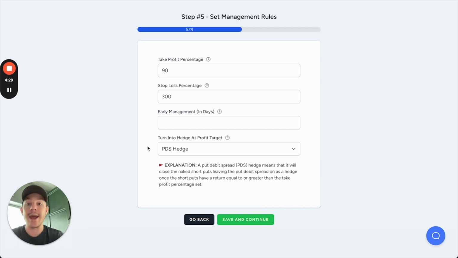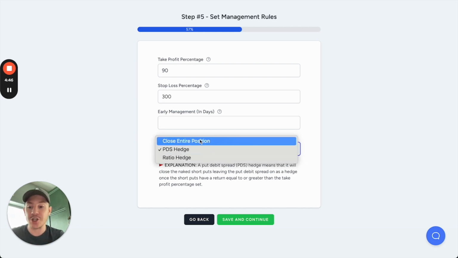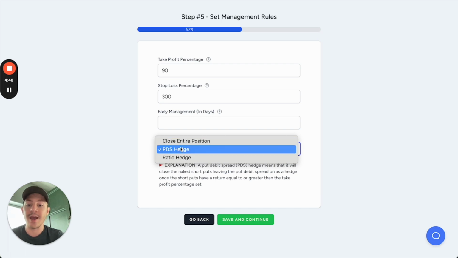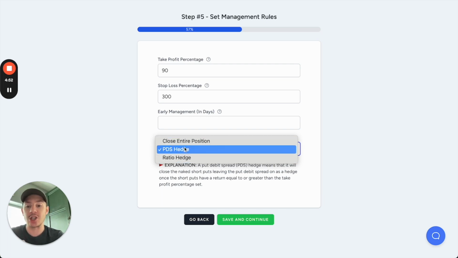Now, something else about this options auto trader is that it's built for 112 traders by 112 traders. What I mean by that is you can actually automatically turn your 112 into a hedge when it hits this take profit target. So again, I can either close the entire position once it's at 90% profit, I can turn it into a PDS hedge, or I can turn it into a ratio hedge just by changing these.